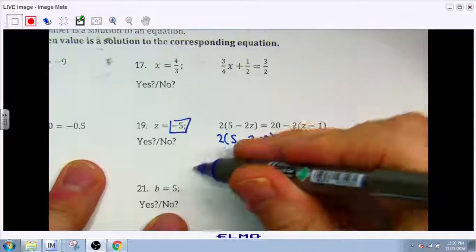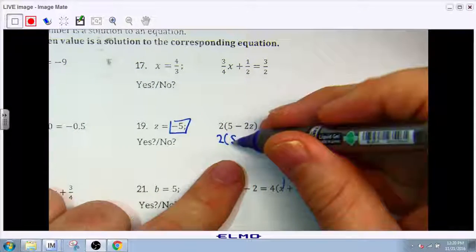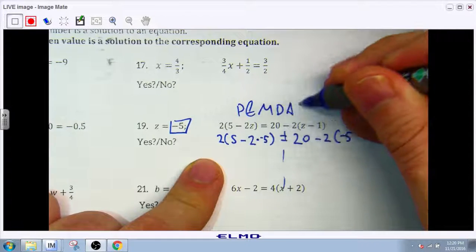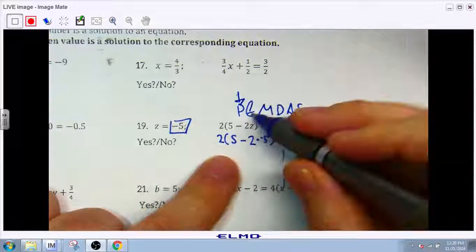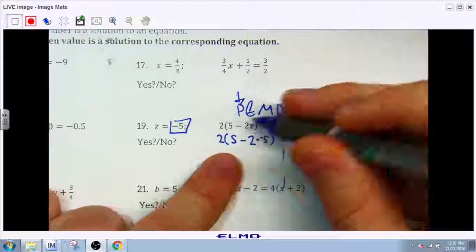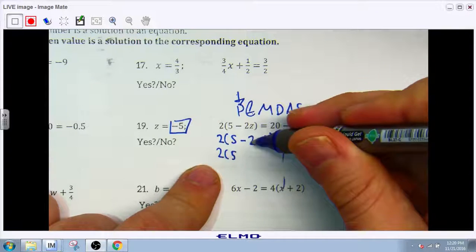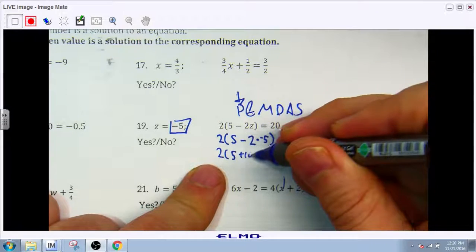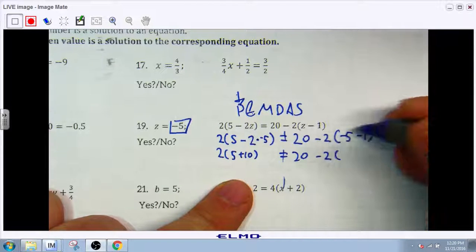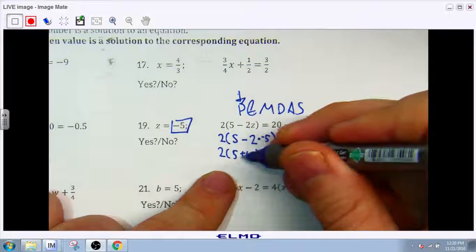And so now I'm going to simplify. I'm going to see if my left side is going to equal my right side. Okay? So I start within my parentheses, right? Parentheses. Please excuse my dear Aunt Sally. So I'm going to start with parentheses. Okay, well I can't combine this until I multiply. So it's going to be 2 times 5, negative 2 times negative 5 is going to be positive 10. And that's going to equal 20 minus 2 times negative 5 minus 1 is negative 6. Okay, now I can combine this.